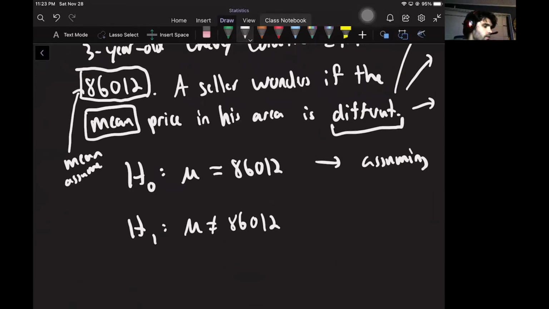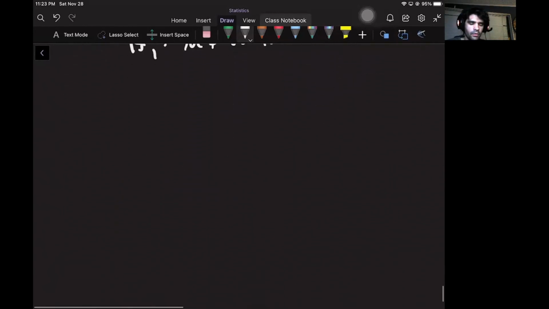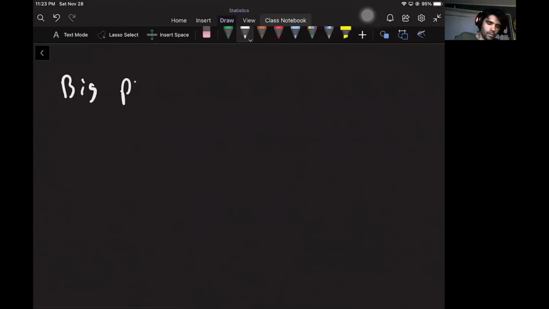Okay, so now for the big picture idea, and then tomorrow we will do actual examples of this big picture idea. This is how it's going to work.